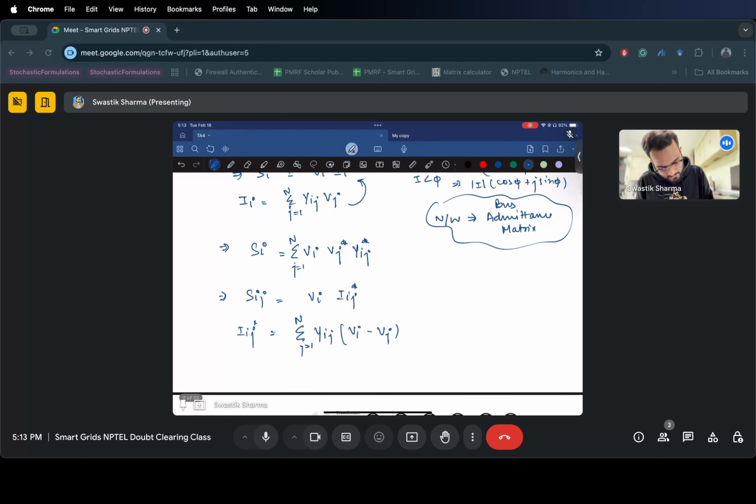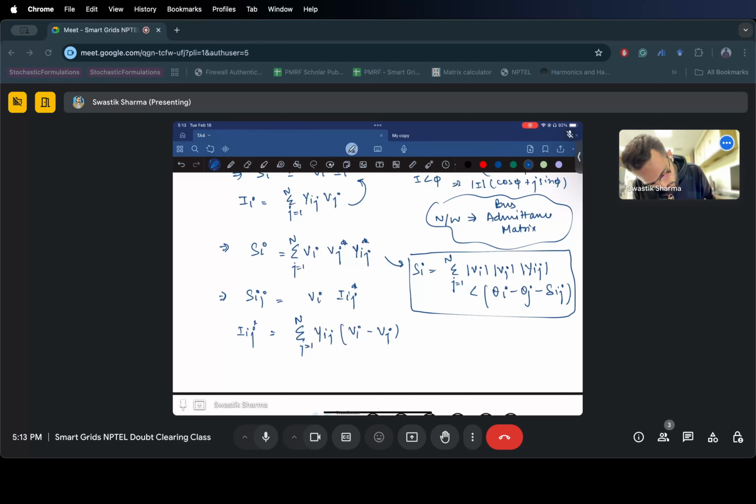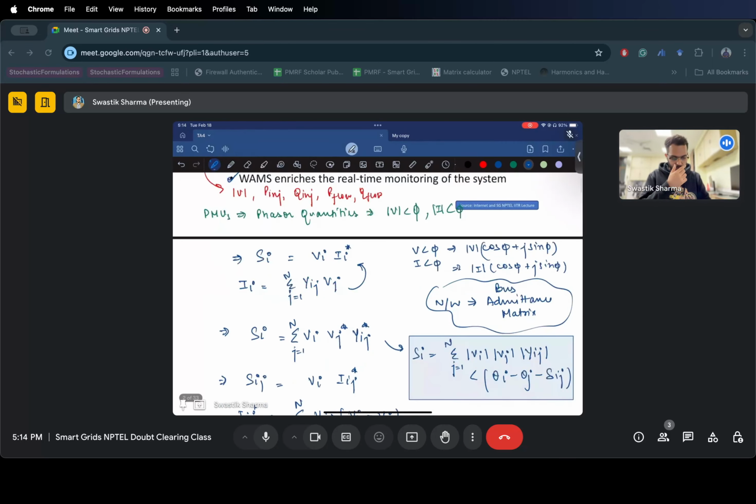And let's expand this. So how will this be written? This will be written as summation j equals 1 to n, mod of Vi, mod of Vj, mod of Yij at an angle of theta i minus theta j minus delta ij. So this is how your load flow equations are also derived. If people are familiar with load flow equations, this is very easy for them to use, right?